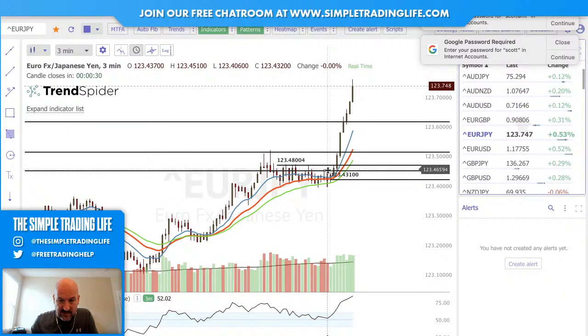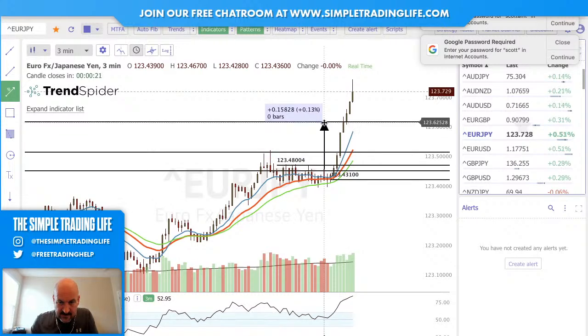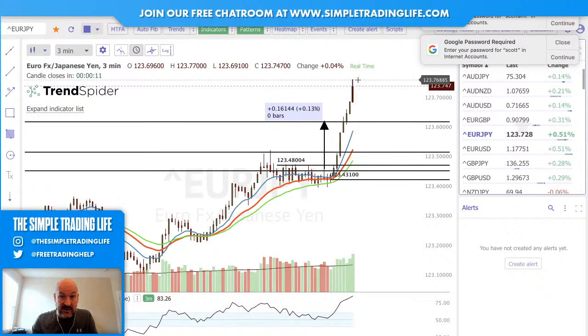So from where I would be entering, which is right here, can I get 3 to 1 to right there? Yes, that's 16, and I have a 5 pip stop. So to the next likely area of resistance, even though it blasted right through it, can I get my 3 to 1? Or if you're only going for 2 to 1, can you get your 2 to 1? Can you get your 3 to 1?